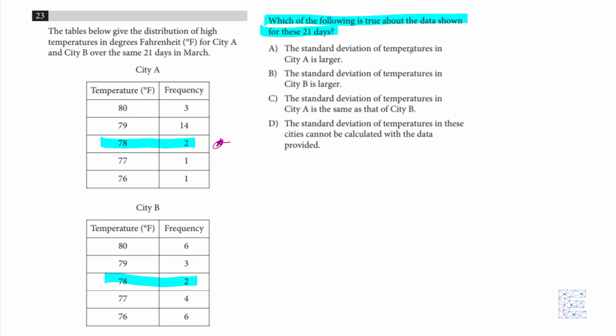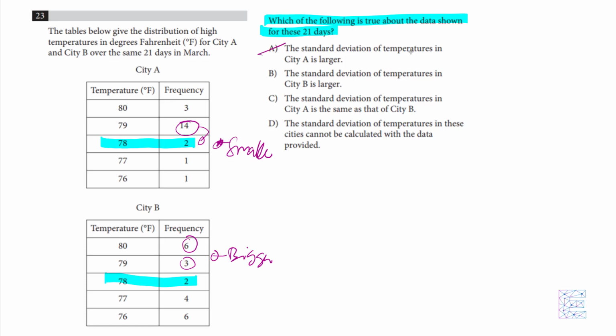Well, City A has 14, that's a lot of points near the center. Compare that to City B, which only has 3 near the center and a lot more away from that center. So we know that the standard deviation is smaller here because there are more points near the center. The standard deviation is bigger here because there are more points away from that center. So A cannot be right.